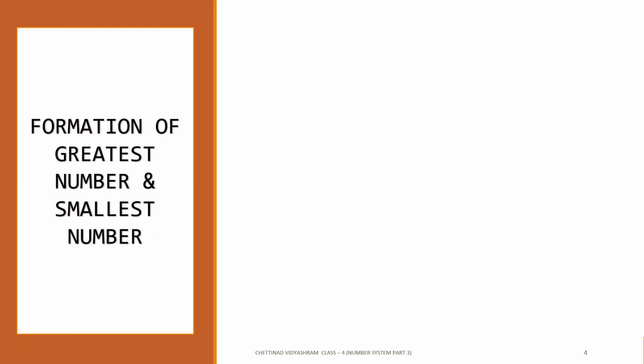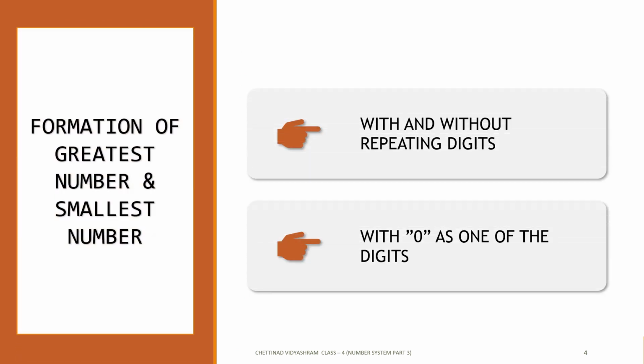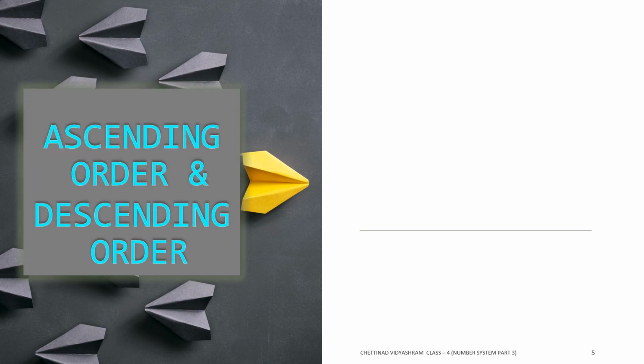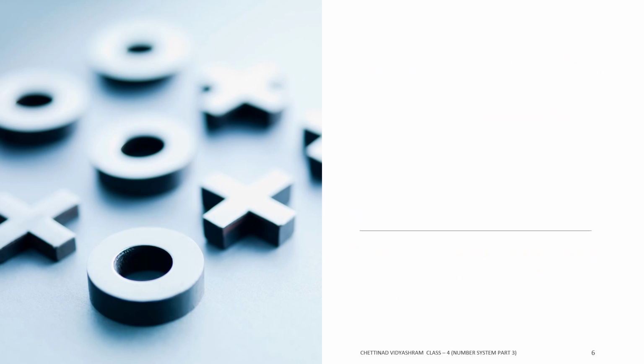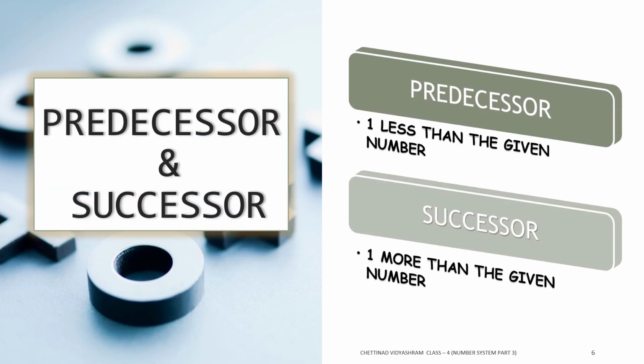Formation of greatest and smallest number with and without repeating digits and with 0 as one of the digits. Ascending order and descending order. Ascending order is nothing but arranging the numbers from smallest to greatest, and descending order is arranging the numbers from greatest to smallest. Predecessor and successor. 1 less than the given number is the predecessor, which is nothing but number minus 1. 1 more than the given number is the successor, which is number plus 1.